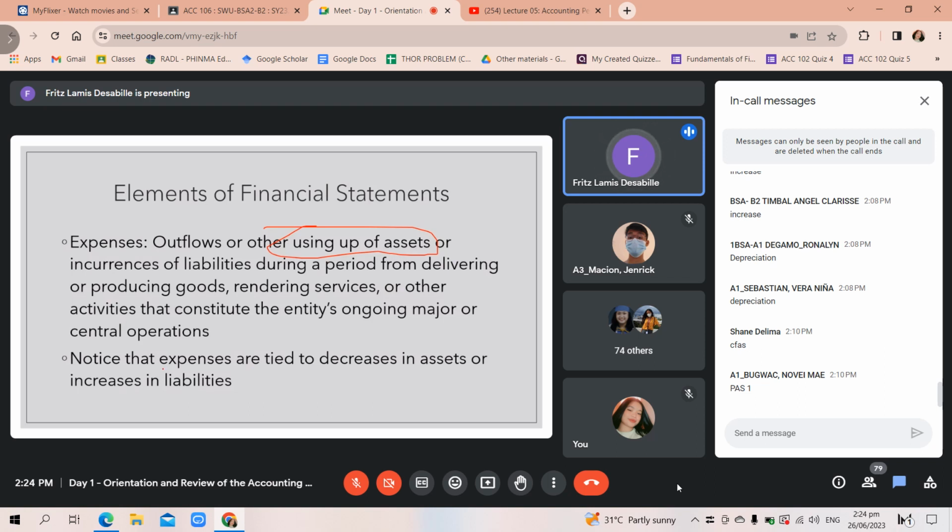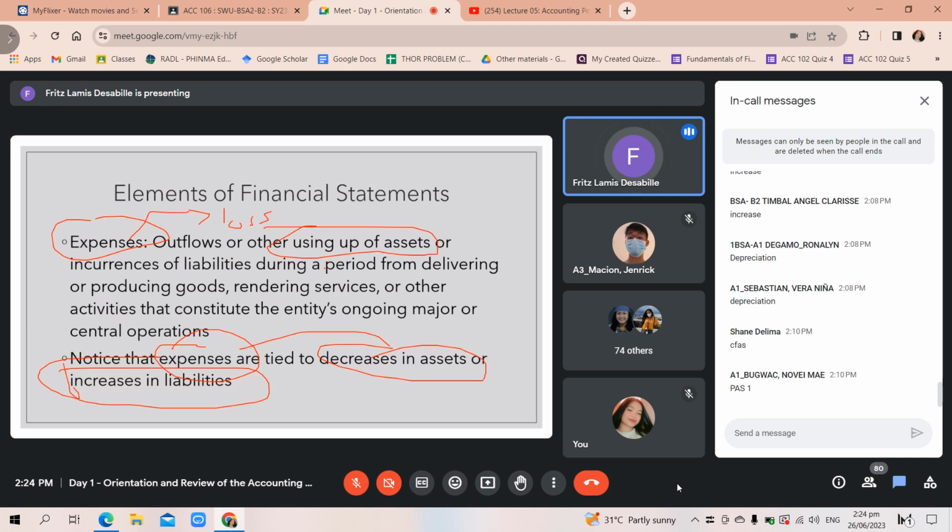So notice that expenses are tied to decreases in assets. Guys, ang pinakakailangan ninyong matandaan, ang expenses, pinaka TLDR ani. Too long didn't read. Expenses results from decrease in asset, increase in liability. Take note also that expenses encompasses loss. Meaning, a loss is an expense, no?